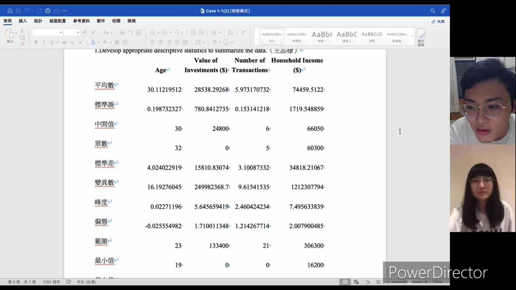The standard errors of age, value of investments, number of transactions, and household income are respectively about 0.19, 780.8, 0.15, and 1,719.5. The standard deviations of age, value of investments, number of transactions, and household income are respectively about 15, 810.8, 3, and 34,818.